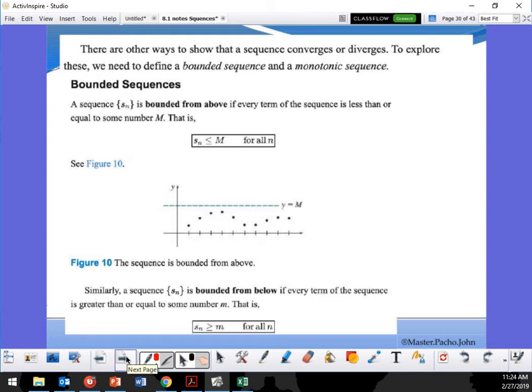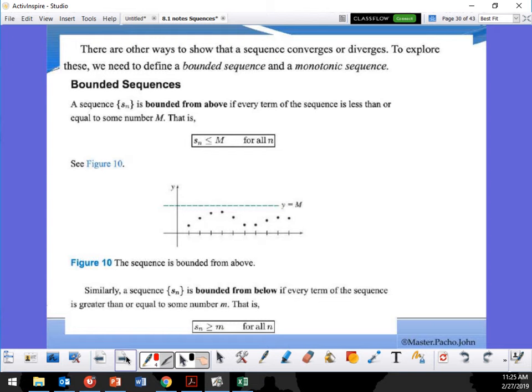All right, so right here, there are other ways to show that a sequence converges or diverges. To explore these, we need to define bounded sequence and monotonic sequence. A sequence is bounded above if every term in the sequence is less than or equal to some number capital M, so it's basically the maximum. So it's going to be bounded above with capital M, for all numbers. So the sequence is bounded from above.